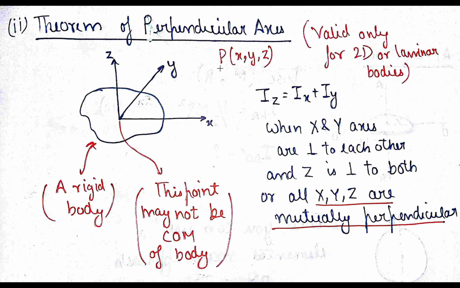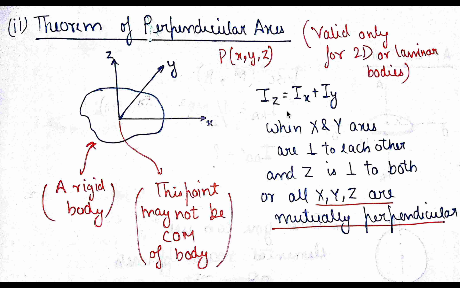Now let's say we take a lamina, and these are the two axes on which it lies, that is the x and y axes, and z is the axis which is perpendicular to this lamina. The lamina is a rigid body again, and this point where all three axes meet, that is the origin, may not be the center of mass of the body. So remember this thing.